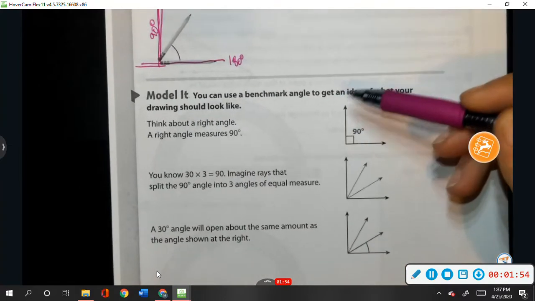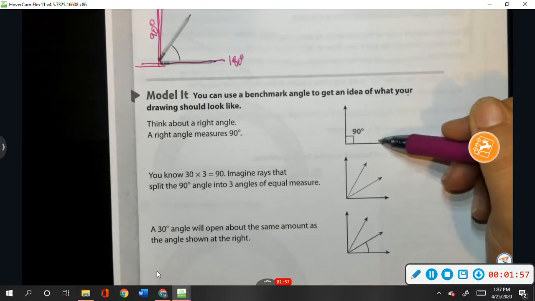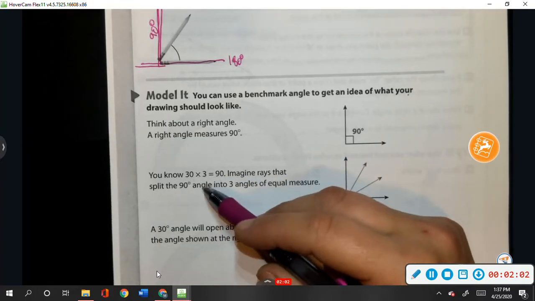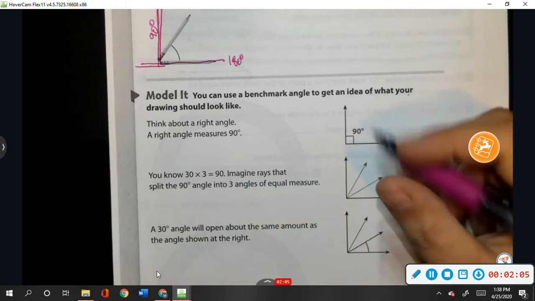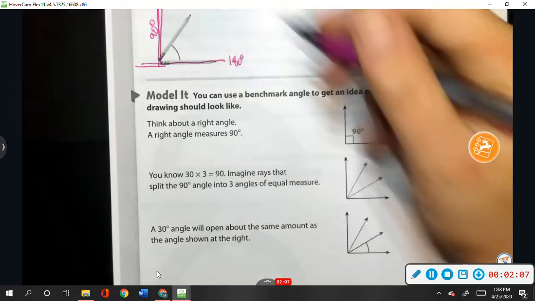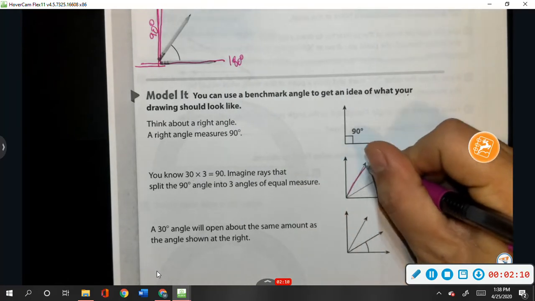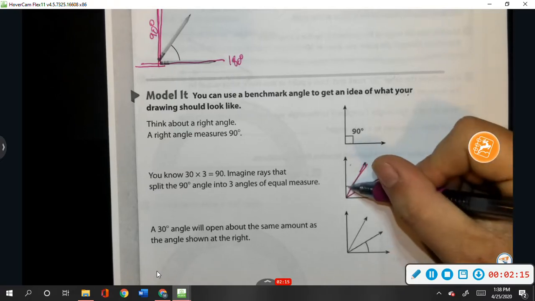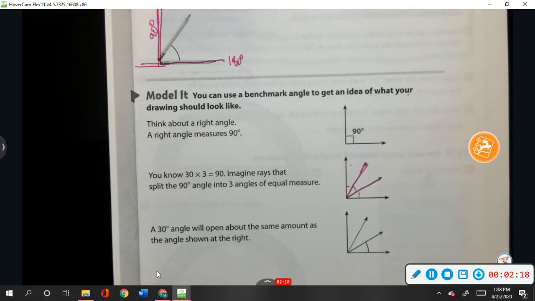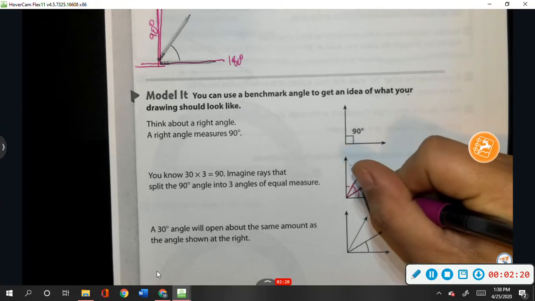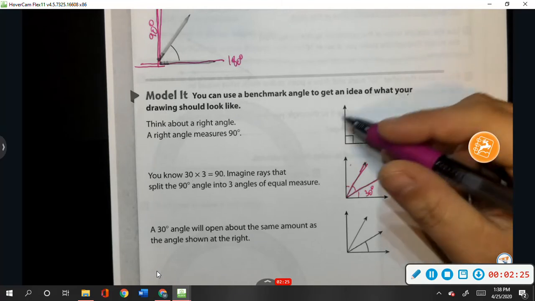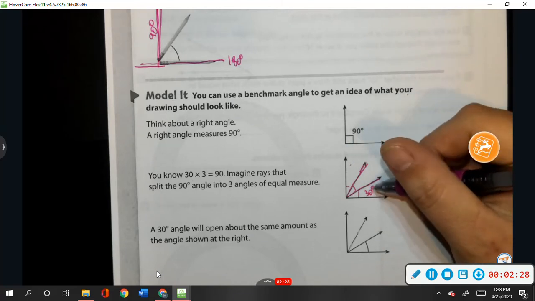Now, the model shows you exactly how to do this. Think about that right angle. You know that 30 times 3 is 90. So imagine the rays split the 90-degree angle into 3 angles. All they did was take this and split the angle 3 ways. So we have 1, 2, 3 different angles here, and each of these angles is going to be exactly 30 degrees because 90 divided by 3 is 30.